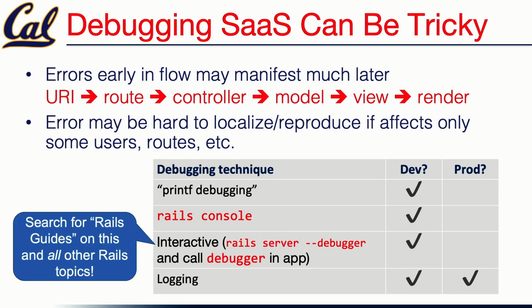And if you search for Rails guides, by the way, the Rails guides are excellent on all the topics, but the one on the debugger is particularly useful because it is the most powerful way to debug as you go when you're in development mode.